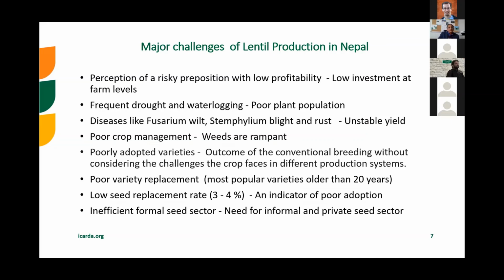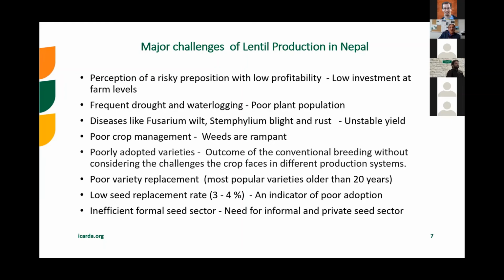Then, of course, disease is also there, and depending on whether we are growing lentil in upland or lowland, one can see diseases like fusarium wilt, stemphylium blight, and rust. That is how the farmers do not have confidence that they will be able to harvest the yield which we promised to them when they go for the high yield varieties. For me, these are the major issues for Nepalese farmers.